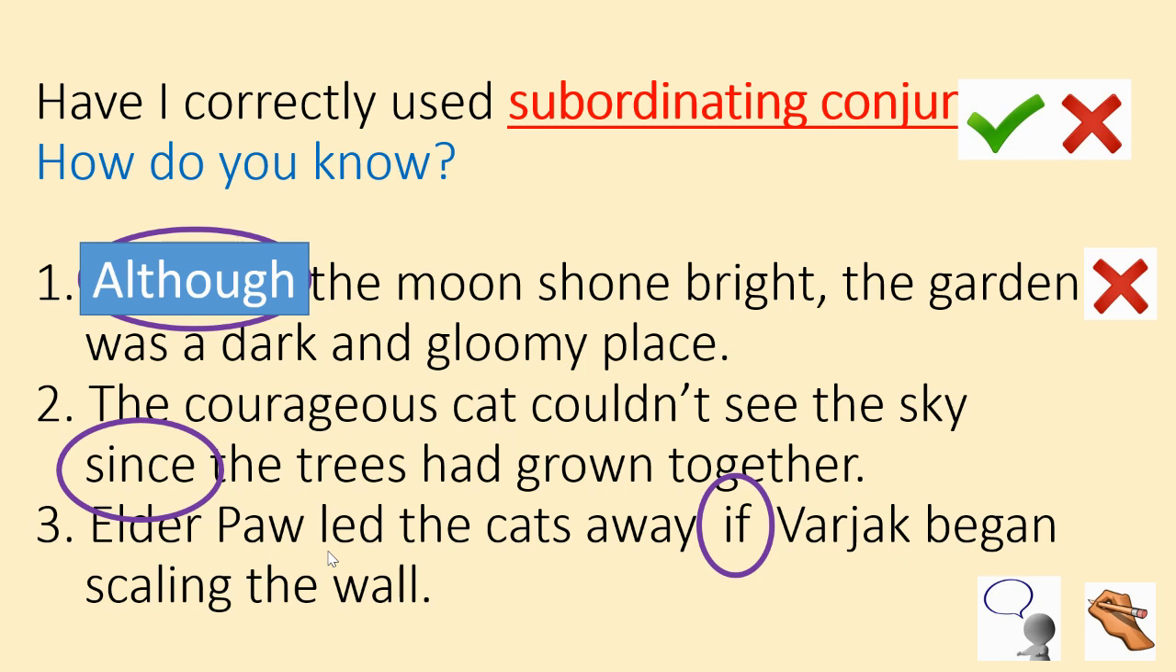Okay, number 2, the courageous cat couldn't see the sky since the trees had grown together. That one is absolutely correct. And that since could also be because, couldn't it? Because and since can be very interchangeable.